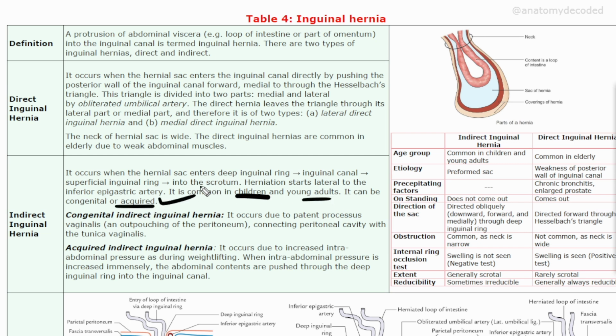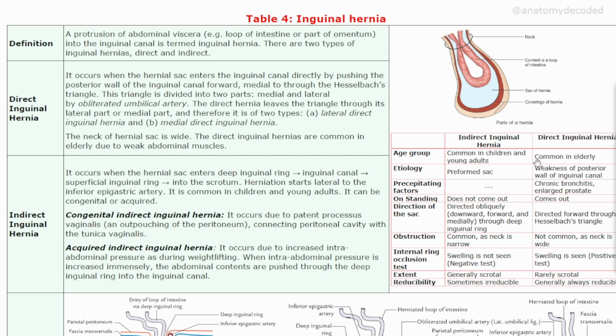Congenital indirect inguinal hernia means there is a processus vaginalis which extends from the abdominal wall towards the scrotum. If there is a persistent processus vaginalis, the herniation can occur through that. Then acquired indirect inguinal hernia is due to increased intra-abdominal pressure, for example during weightlifting. In that case, the herniation can occur from the deep inguinal ring to the inguinal canal, and then to the superficial inguinal ring. This kind of inguinal hernia is indirect inguinal hernia.